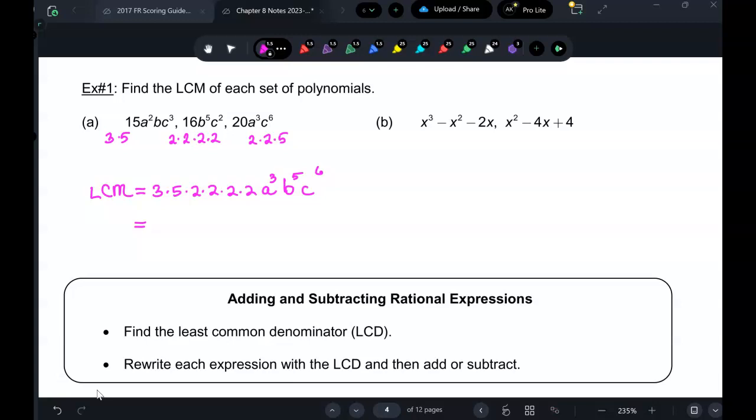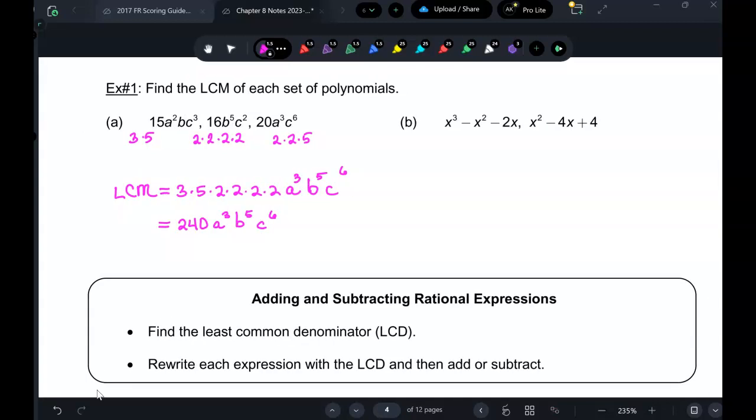Okay, when we multiply this out, 240. Don't look away. That's it. Okay, when we have the polynomials, it's actually easier.